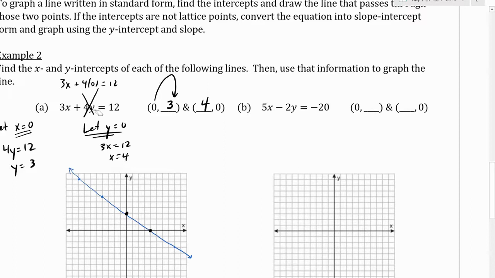Now let's compare that to what would have happened if I'd done this with slope-intercept form, where I just rearrange it and divide both sides by 4.